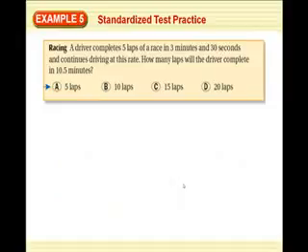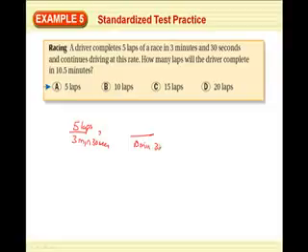Okay, example 5, excuse me. A driver completes 5 laps of a race in 3 minutes and 30 seconds and continues driving at this rate. How many laps will the driver complete in 10.5 minutes? Now, I think we talked a little bit about these. One thing is to set up the ratios. We know they can go 5 laps in 3 minutes, excuse me, 3 minutes and 30 seconds. How many laps will they complete in 10.5 minutes? That's 10 minutes and 30 seconds.